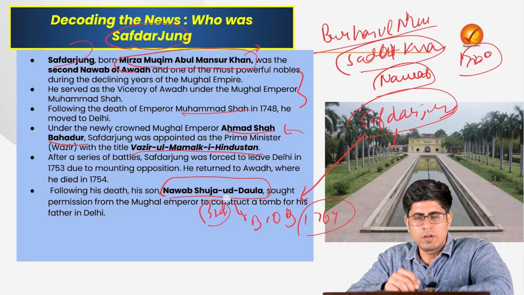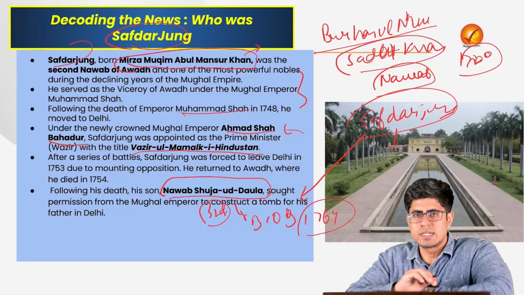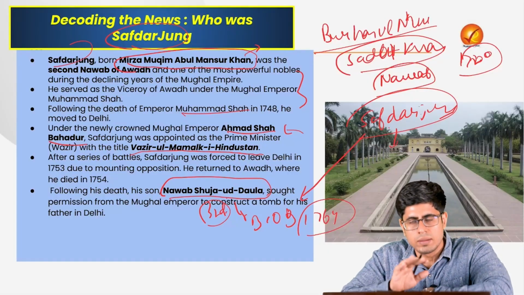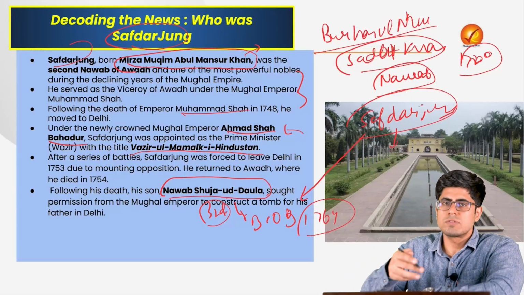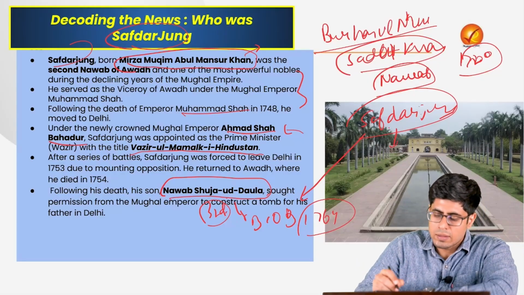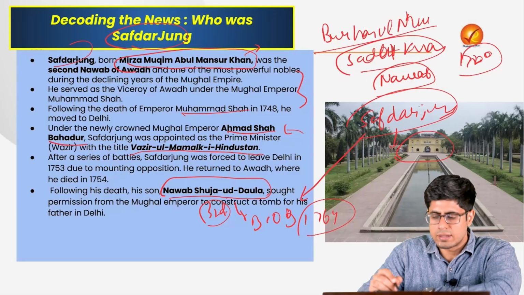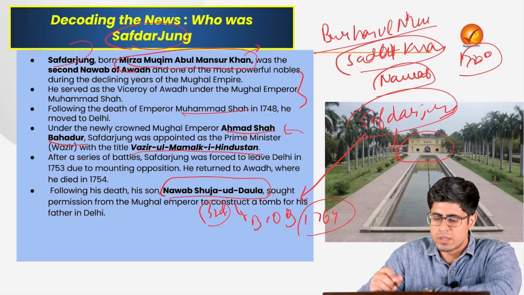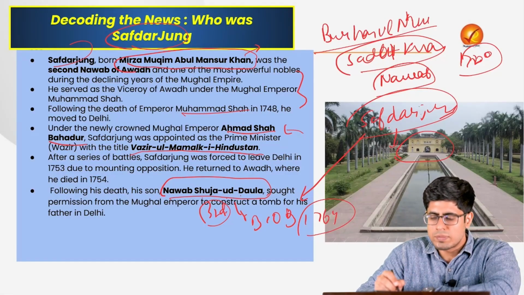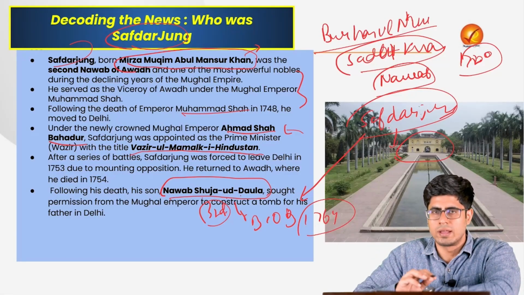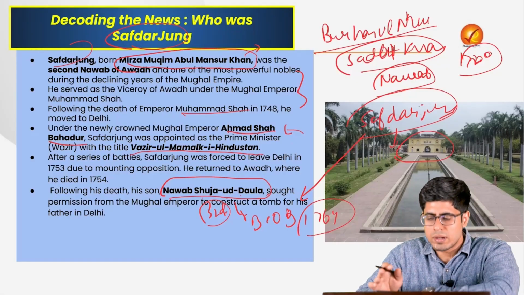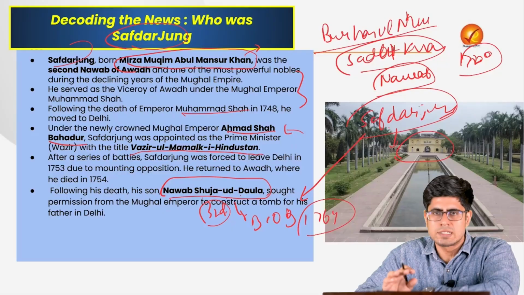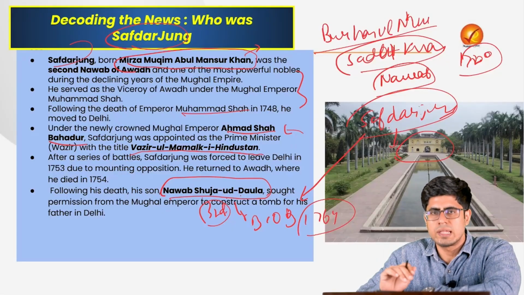But his son, Shuja-ud-Dowla, who had a lot of influence at the center, at the Mughal court, sought permission from the Mughal emperor at that time and built a mausoleum for his father. That is why this mausoleum is known as Safdarjung's tomb, constructed by Nawab Shuja-ud-Dowla during the reign of Ahmad Shah Bahadur for Safdarjung, the second Nawab of Awadh. That is all that you need to remember, apart from the fact that it was built of red sandstone and white marble, follows the typical Charbagh pattern, and is an example of late Mughal architecture.